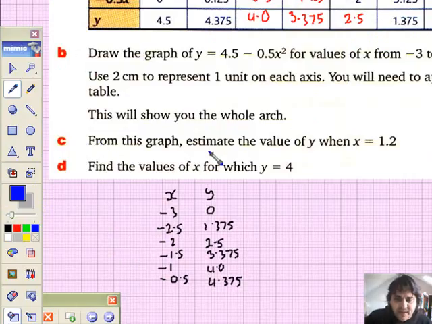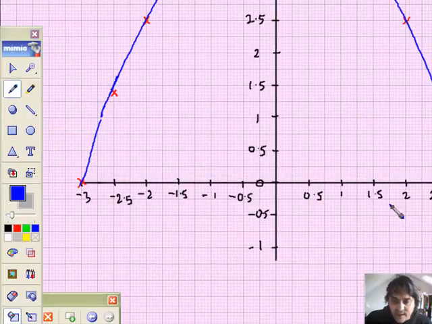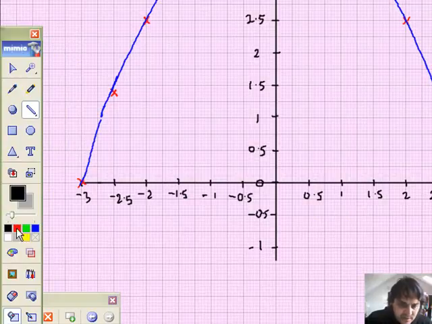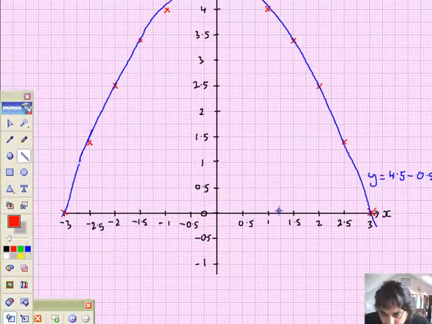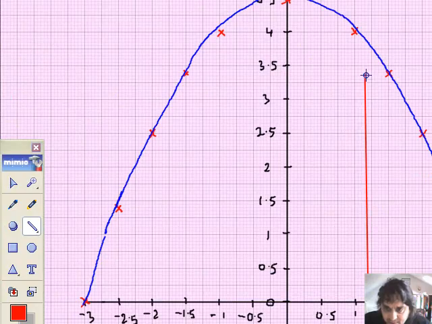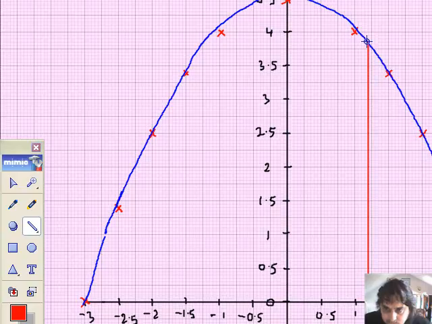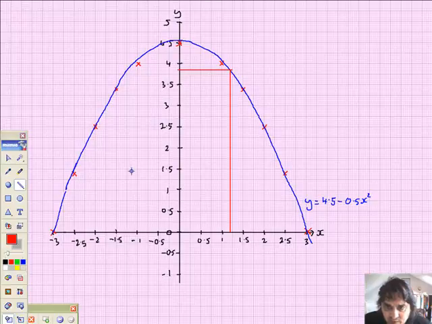Right, from the graph, estimate the value of y when x equals 1.2. Okay, x equals 1.2. Let's use my straight line facility, and we'll work in red, I think. 1.2, well that's 1. 1.2 will be 4 squares. So I'm going to plant it about there. Yeah, and then turn left. That's going to be about there on my graph.